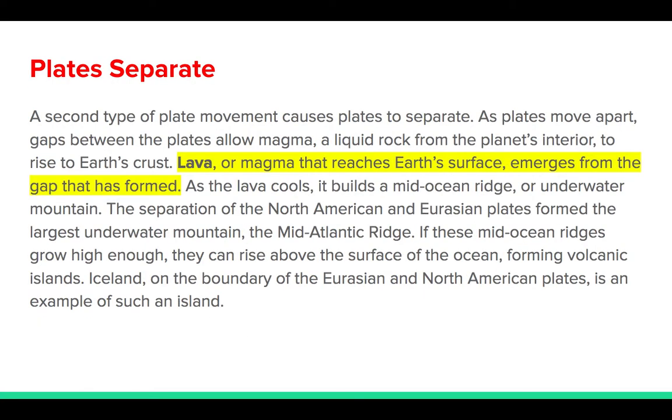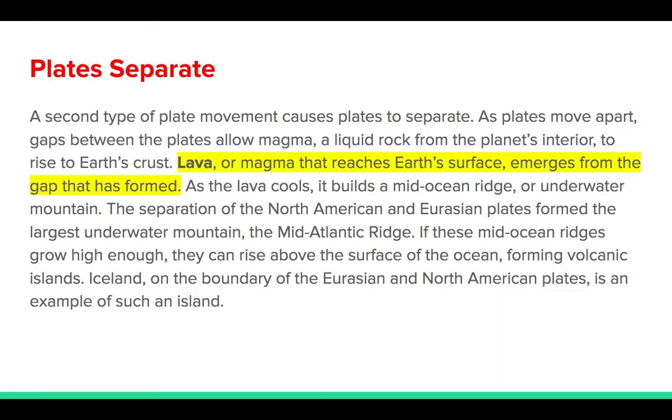Plates separate. A second type of plate movement causes plates to separate. As plates move apart, gaps between the plates allow magma, a liquid rock from the planet's interior, to rise to Earth's crust. Lava, or magma that reaches Earth's surface, emerges from the gap that is formed. As the lava cools, it builds a mid-ocean ridge or underwater mountain. The separation of the North American and Eurasian plates formed the largest underwater mountain, the Mid-Atlantic Ridge.